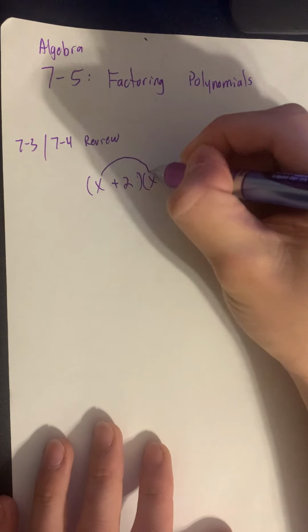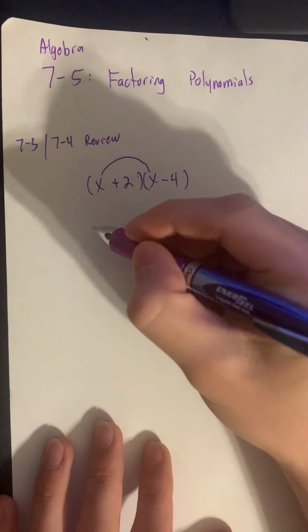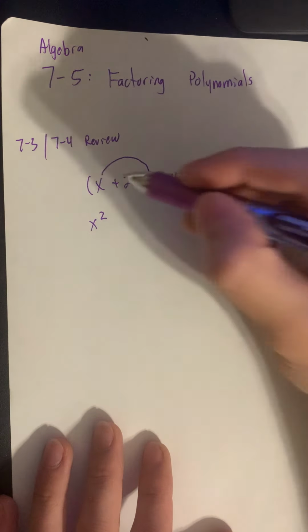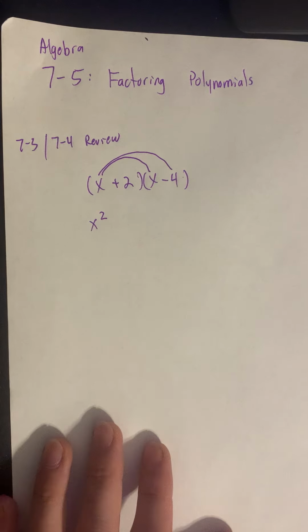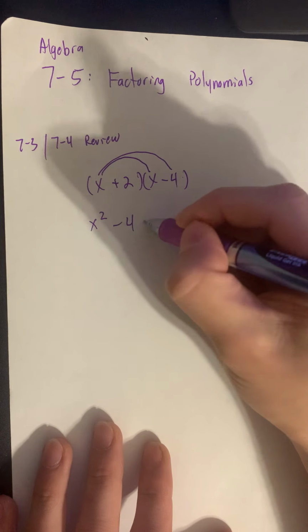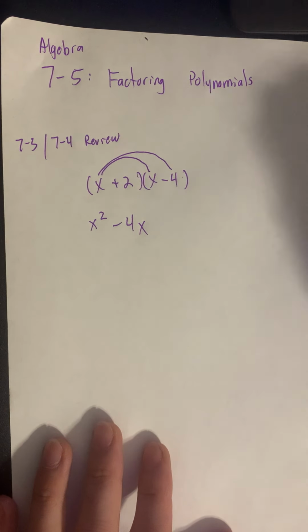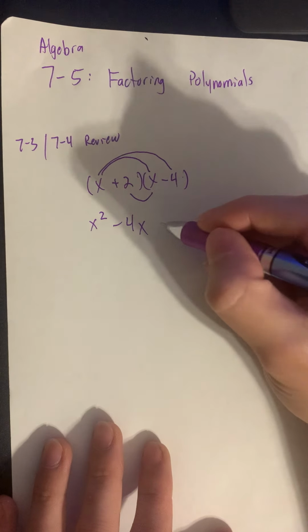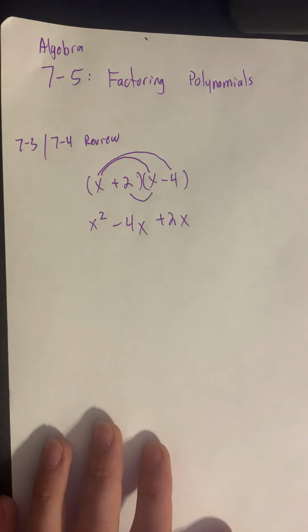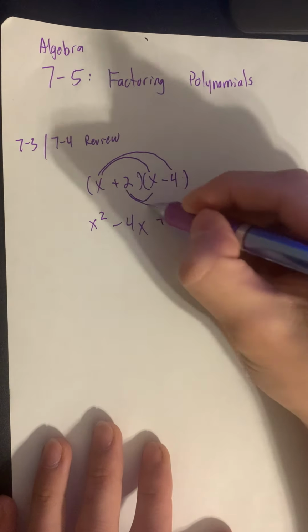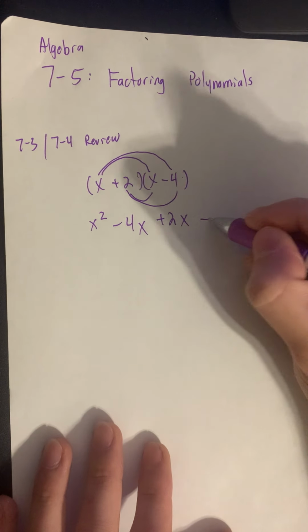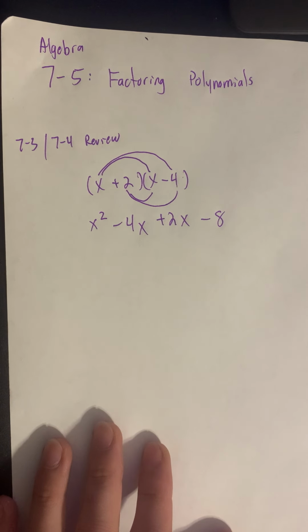So foiling is the first term, so x times x, that's x squared. And then next, x times negative 4, that's negative 4x. Next is 2 times x, that's a positive 2x. And after that, the last term is 2 times negative 4, which is negative 8.